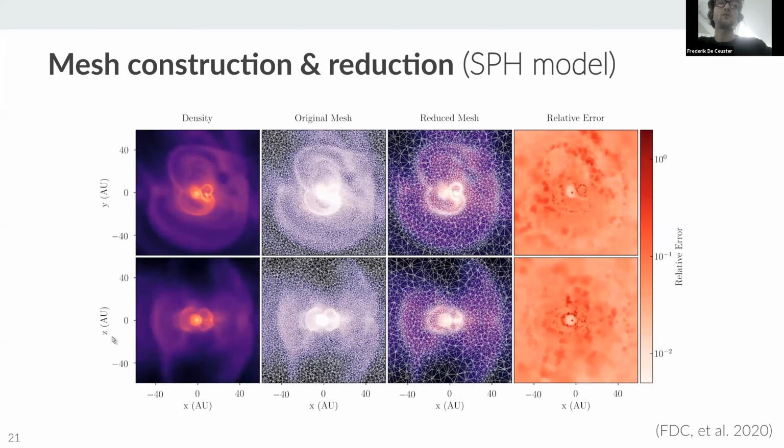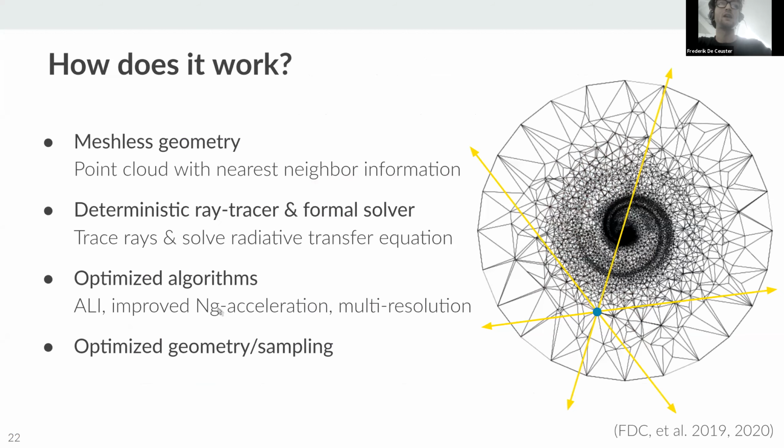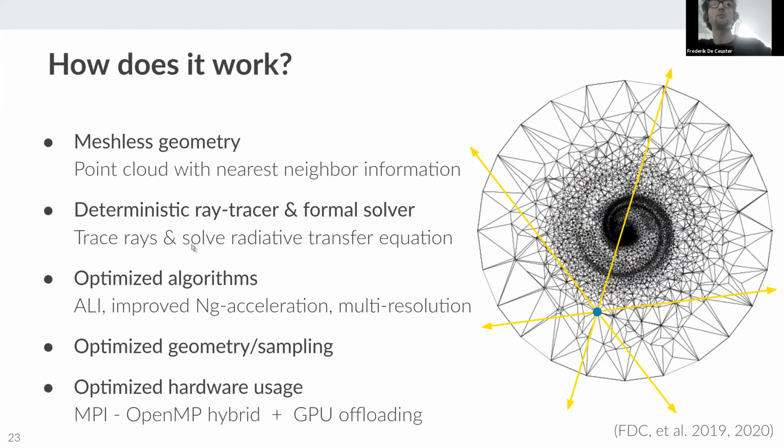We also checked this for smooth particle hydrodynamics models, as you see here, where we see even lower resulting errors. Now, for all details on what it actually means to properly resample the remaining points and how to construct these grids, I can refer you to our 2020 paper. And then finally, all of the above is implemented in an MPI OpenMP hybrid and able to leverage both multi-thread and multi-node parallelism as well as GPU offloading.